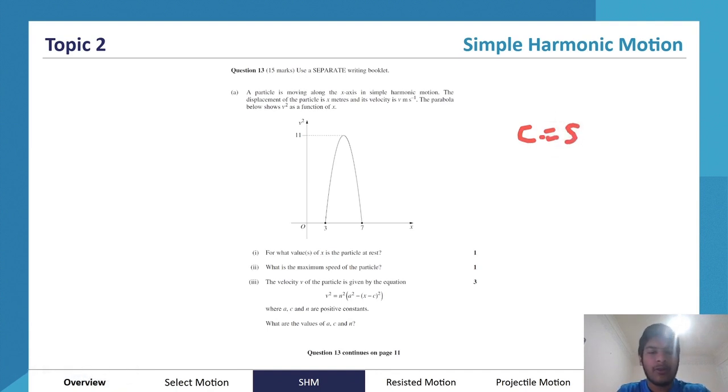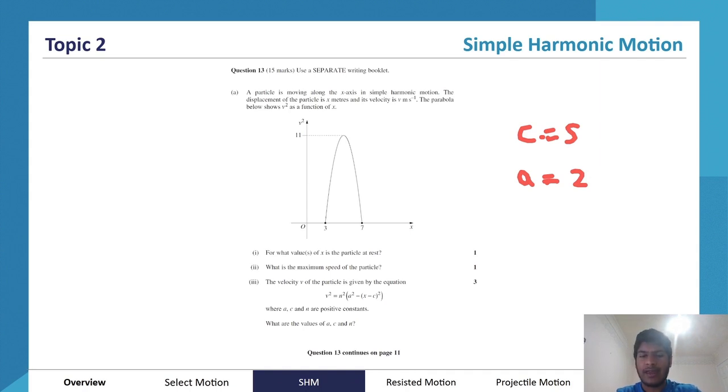And then from there, we're asked to find what A and n are. A is just corresponding to the amplitude. So if the center is 5, our extremes are 7 and 3. Amplitude must be 2, right? Because the distance from 5 to 7 is 2, and the distance from 5 to 3 is also 2. What's the value of A?